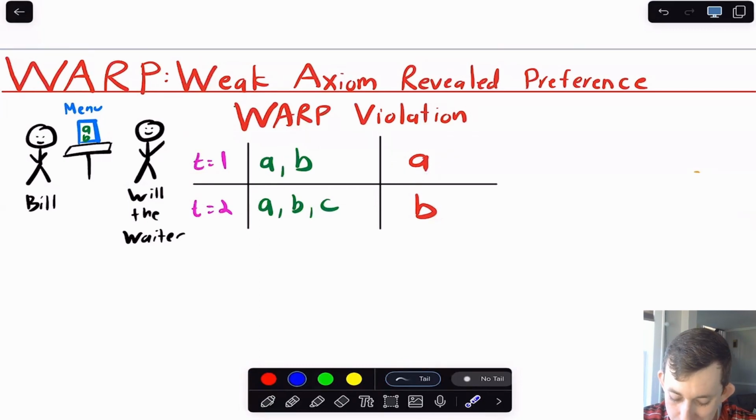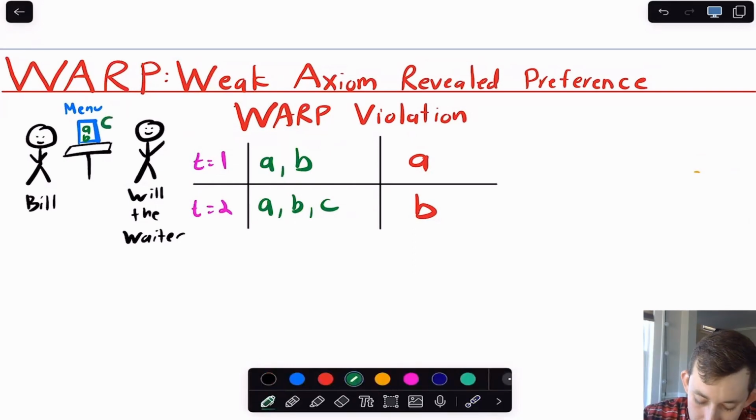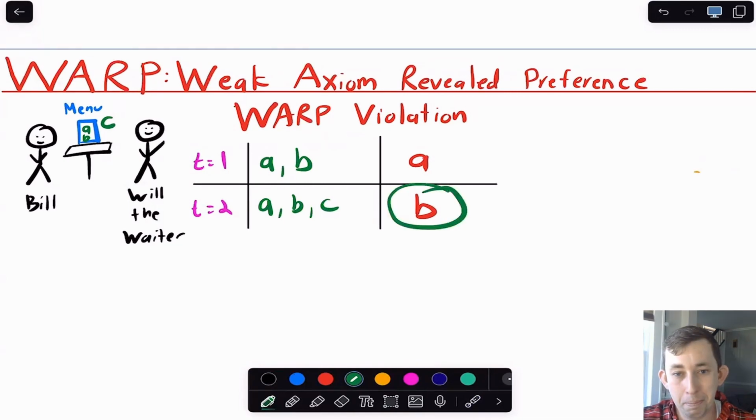The waiter says, great. He goes to the kitchen. He comes back. He comes up to Bill and he says, I'm so sorry. I totally forgot. We also have option C today. Again, I don't know what option C is, but there's a third option. Maybe it's a special or something. And Will's like, would you like to change your order? And Bill says, actually, I would. Now that option C is available, I would really like menu option B.